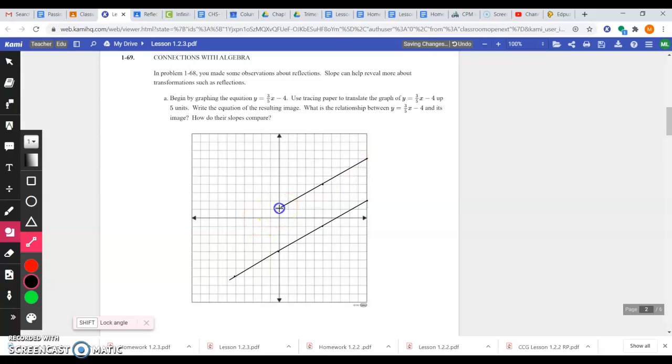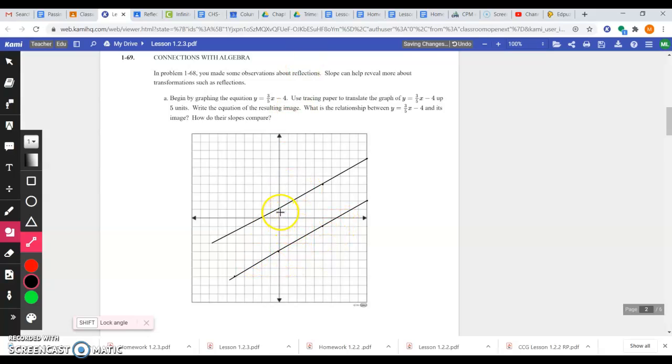Okay. Try to finish it this way. Right there. All right. And then it says, what is the relationship between the lines and its image, and how do the slopes compare? Well, 2 big things here. I believe that these lines are parallel. They look parallel. And so that's what I'm going to say is the relationship. And then let's look at the slopes. All I did was shift the line up.